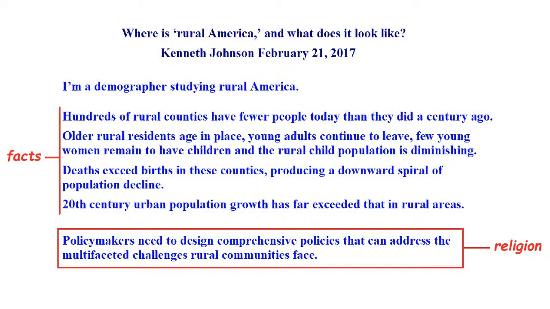But the problem is, what is he going to use this for? And at the end, he issues what is known as a recommendation, you could say. He's trying to influence the policymakers, the powers that be. Like, you better follow my recommendations or else this is what's going to happen. You need to create more housing or less housing or more bridges or fewer roads or whatever because of my data, right? So he says policymakers need to design comprehensive policies that can address the multifaceted challenges rural communities face. Yeah, when you make a recommendation, you're not talking about science, you're talking about religion. That's not part of science. So again, that portion there is not part of demography, if demography is going to be treated as a science, okay?